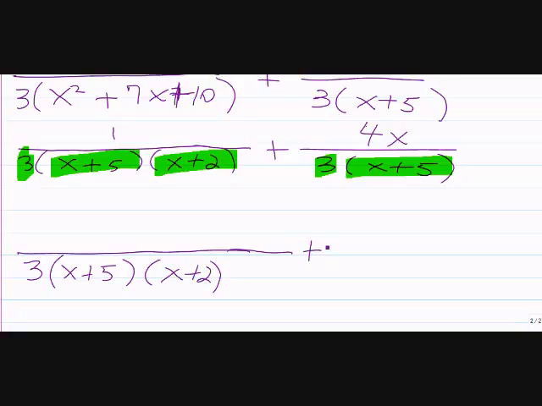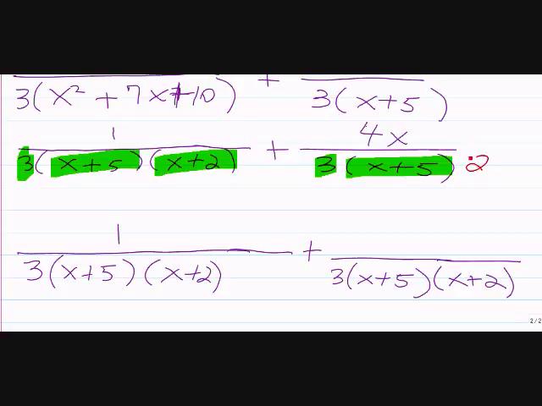All right. I'll do that for both my fractions. Oops, I don't need that 4x yet. Let me just get my denominators. 3 times x plus 5 times x plus 2. The fraction on the left already has the common denominator of 3 times x plus 5 times x plus 2. I don't change that fraction whatsoever. The fraction on the right, in the denominator, it has the 3 and the x plus 5, but it is missing the x plus 2. I need to get the x plus 2 in there.